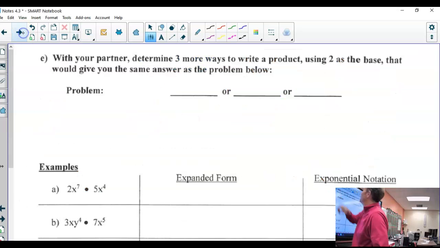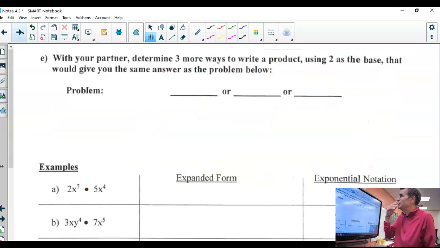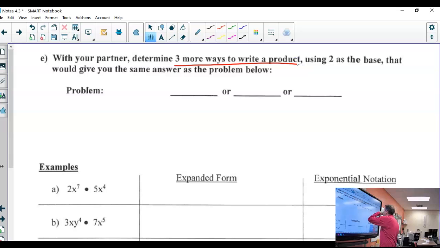All right, we are ready to move on and just see some things you might be able to do now. Letter E, you don't have a partner. We probably won't do this. Maybe we'll do it in class when you're there. Can you determine 3 or more ways to write a product using 2 as the base that would give you the same answer as the problem below? All right, here's the problem below.